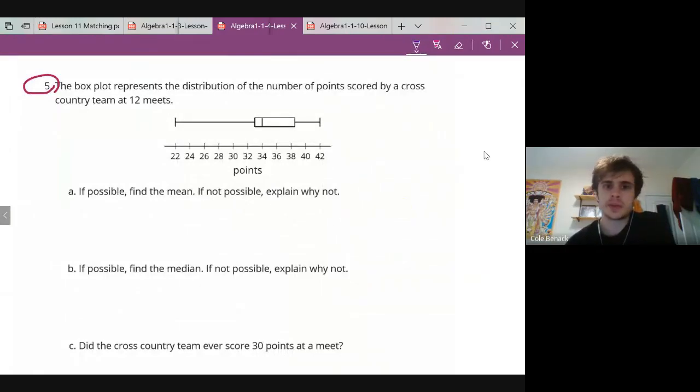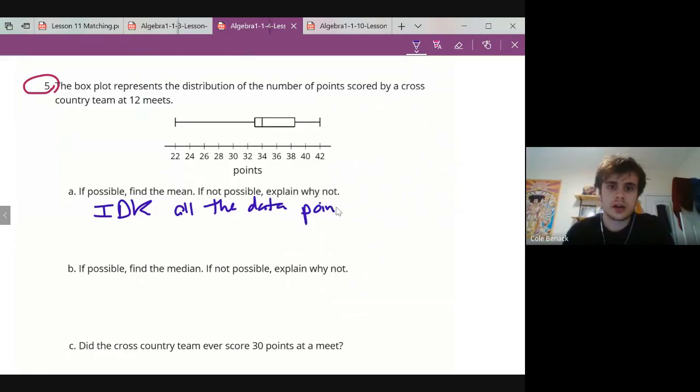All right, the box plot represents the distribution of the numbers of points scored by a cross-country team at 12 meets. If possible, find the mean. If not possible, explain why not. Well, to find the mean, right, we have to add all the numbers up and divide by the number of numbers. I don't know all the data points. So cannot.